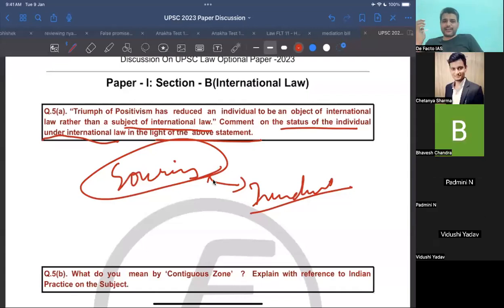How individuals are the subject, right? You can write the example of the ICC. You can write the human rights concept. You can write the humanitarian principle concept where the individual is one of the subjects of international law.